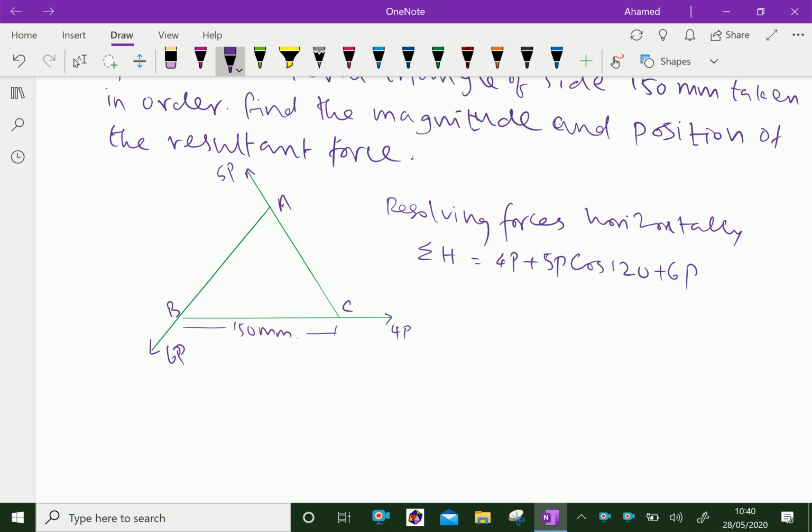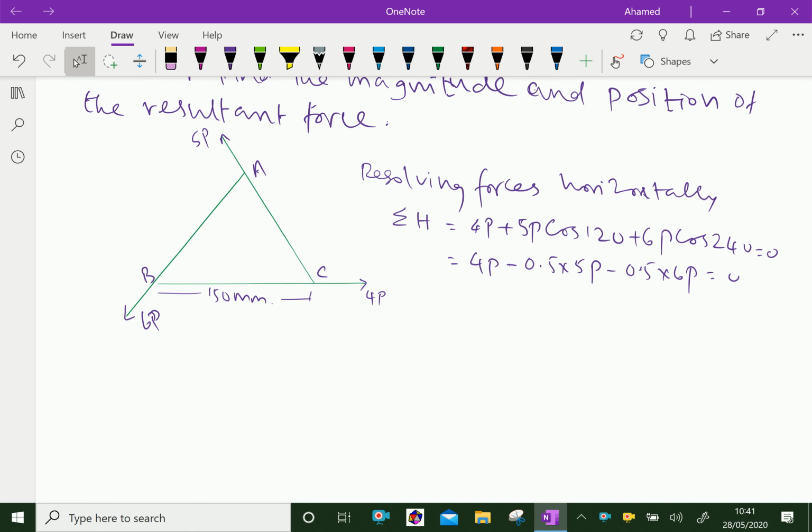Plus 6P cos 240. So 4P plus, cos 120 is minus 0.5, that is minus 0.5 into 5P, and next cos 240 is minus 0.5, that is minus 0.5 into 6P.